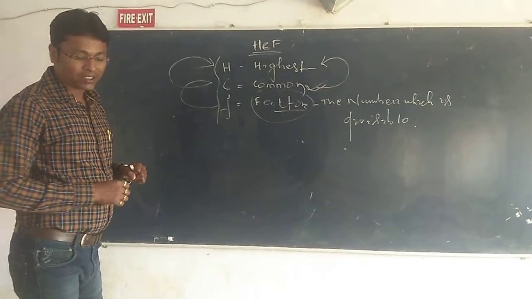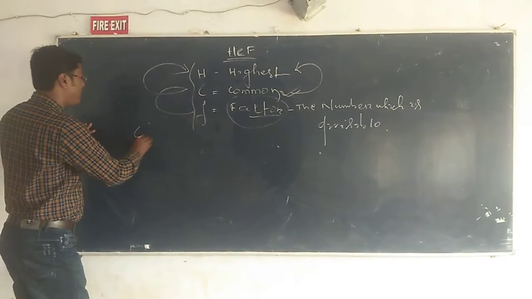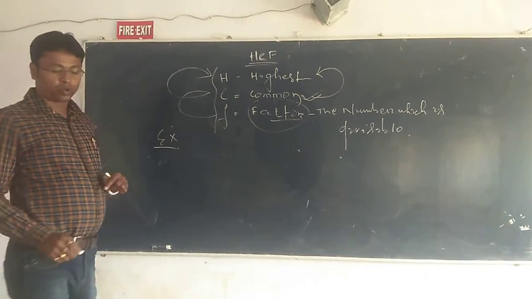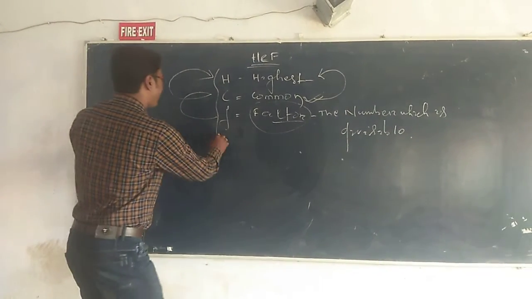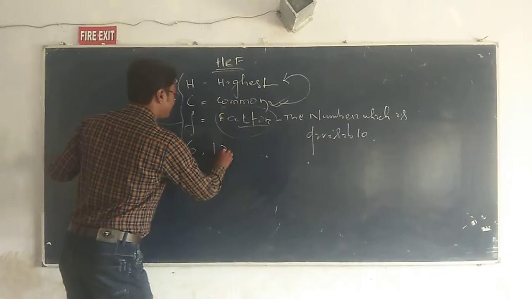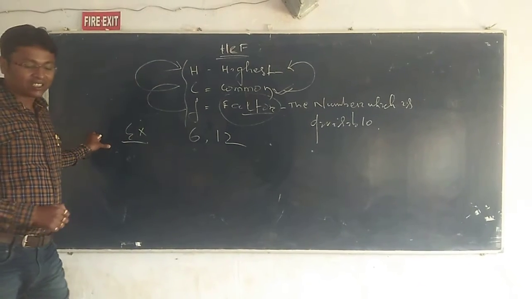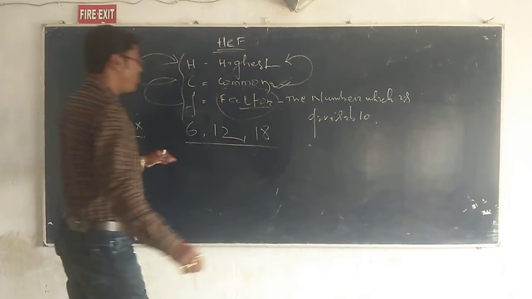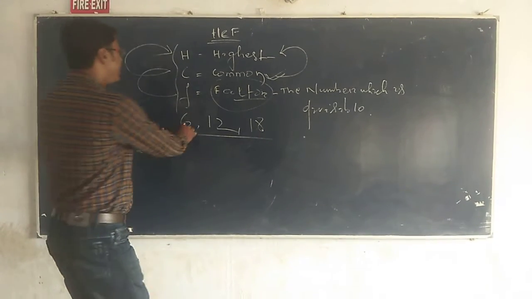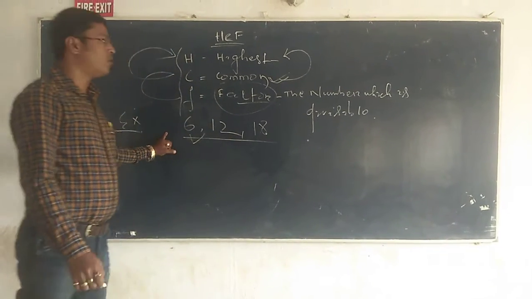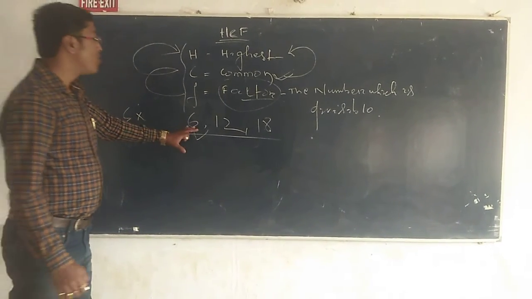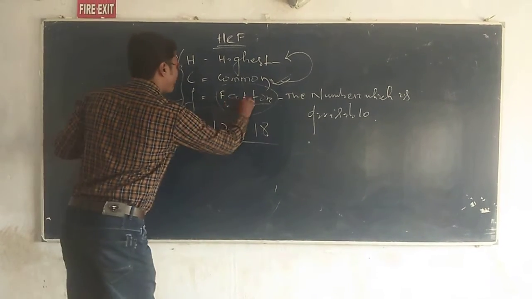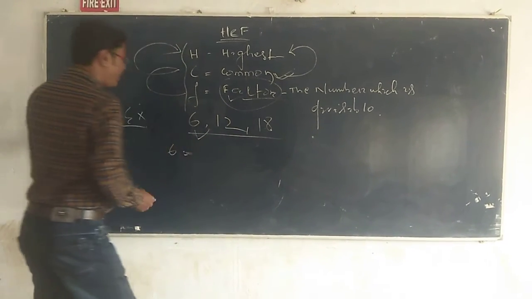How is it possible? Suppose we take an example, so that you understand more clearly. Suppose we have to find the HCF of 6, 12 and 18. Three numbers are there. How to find it? First we have to find the factors.